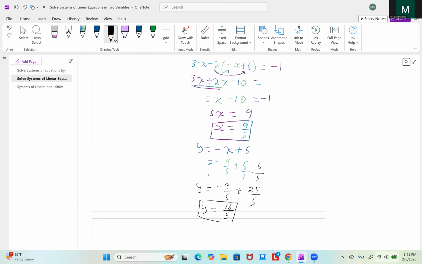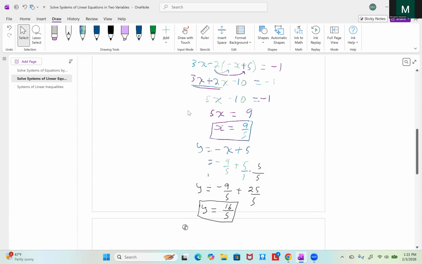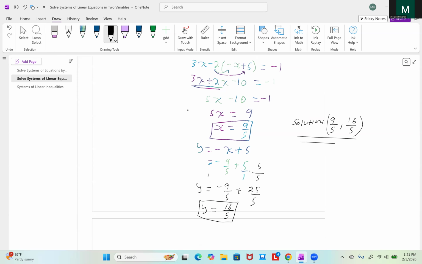The solution to the system is an ordered pair. The x coordinate is 9 over 5. The y coordinate is 16 over 5. So this is what we got by solving. It has a unique solution, one intersection. So if we were to graph these lines, they intersect at this ordered pair in the rectangular coordinate system.